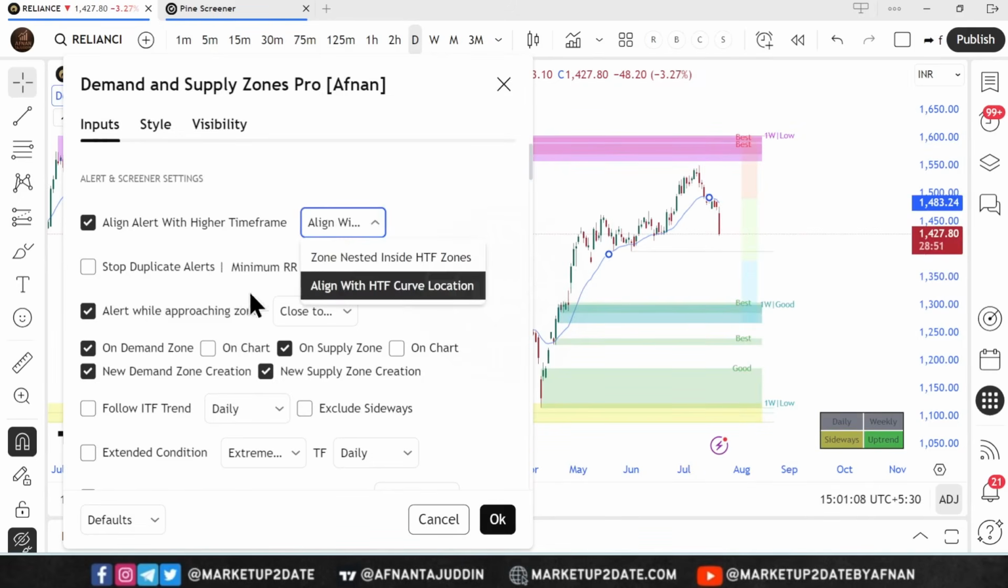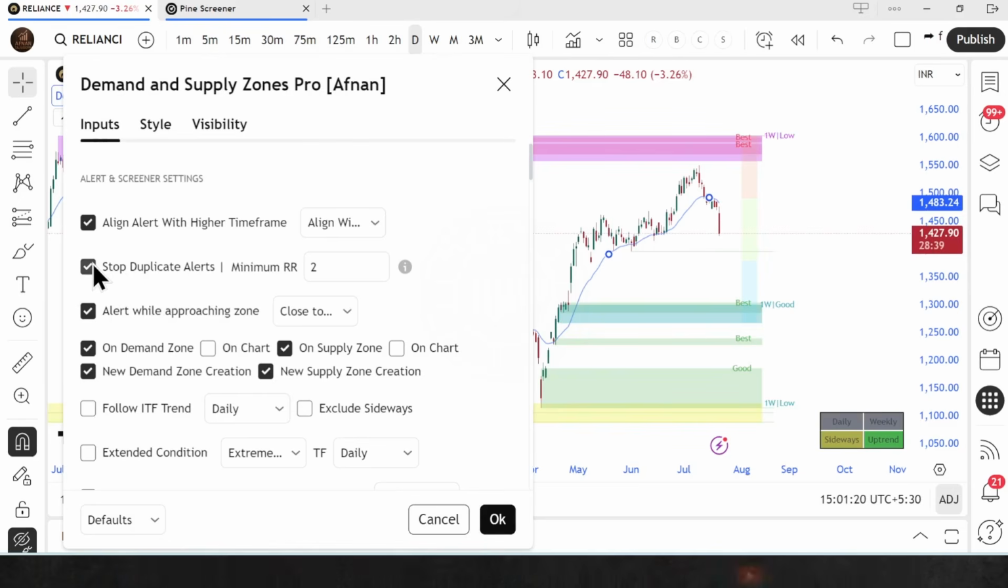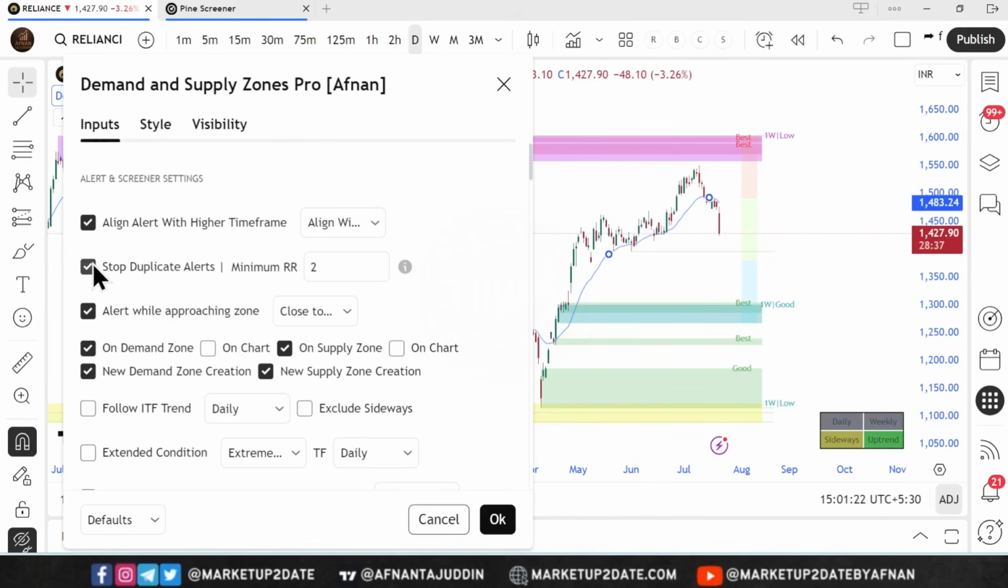Stop duplicate alerts is a must-have feature. When this is on, you will only get 1 alert per zone. I highly recommend you turn this on for manual alerts to prevent your phone from blowing up with endless notifications if the price hovers inside a zone. It should be disabled, however, if you plan to use the Pine screener.